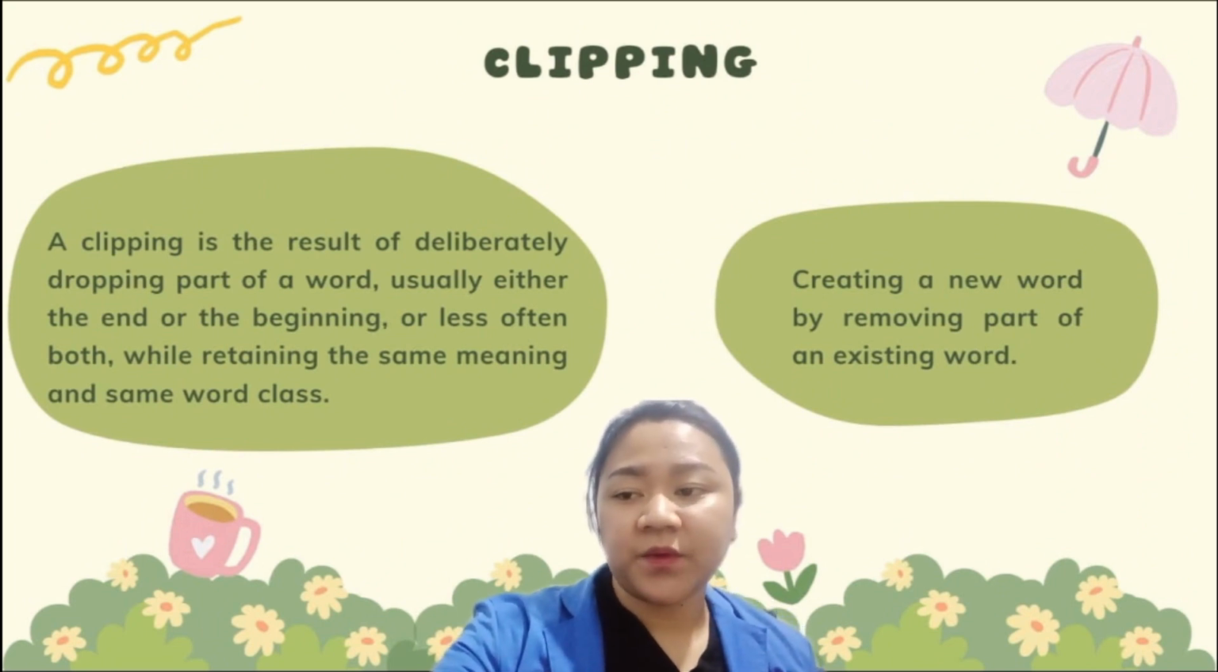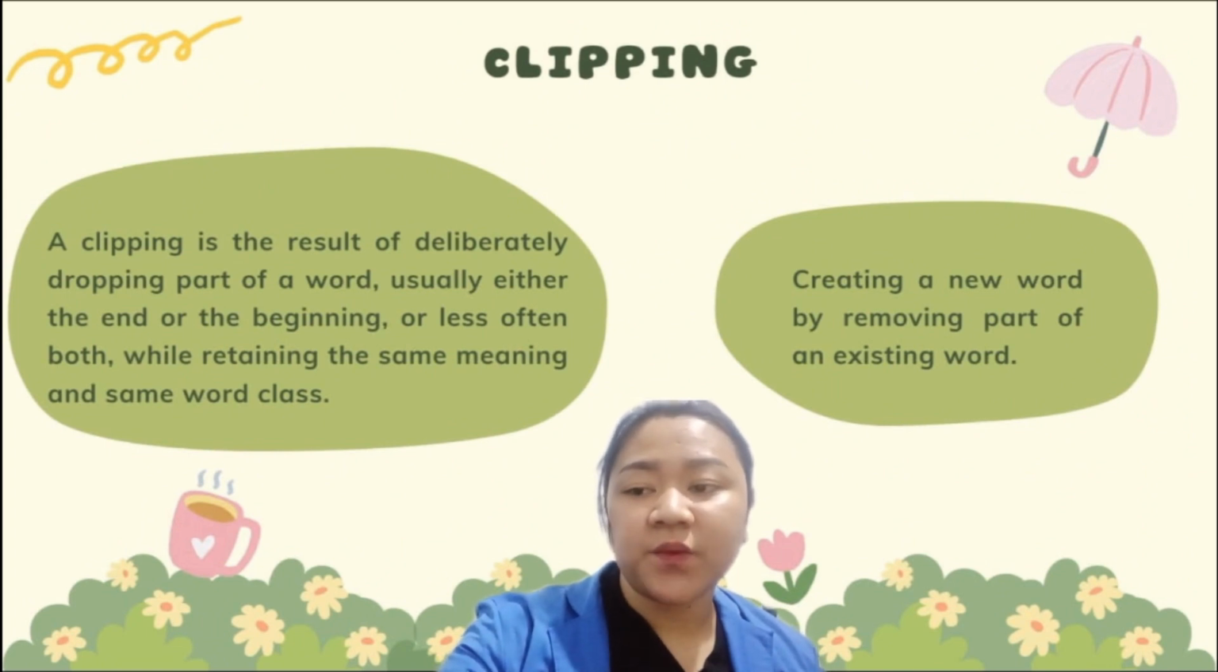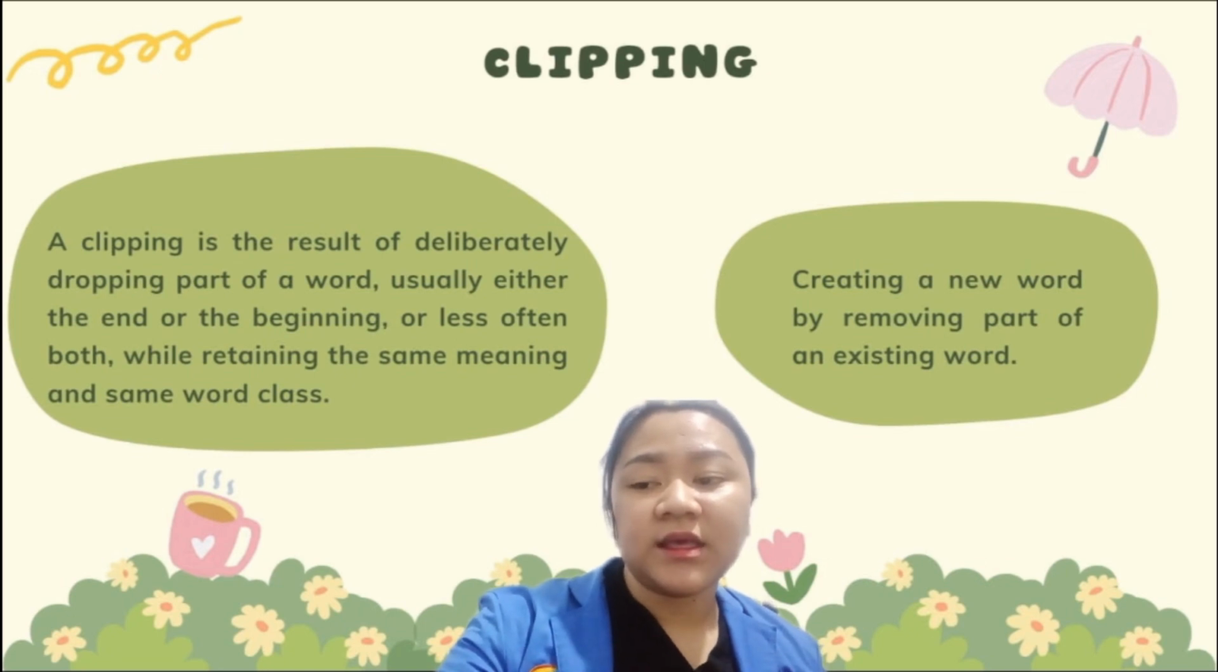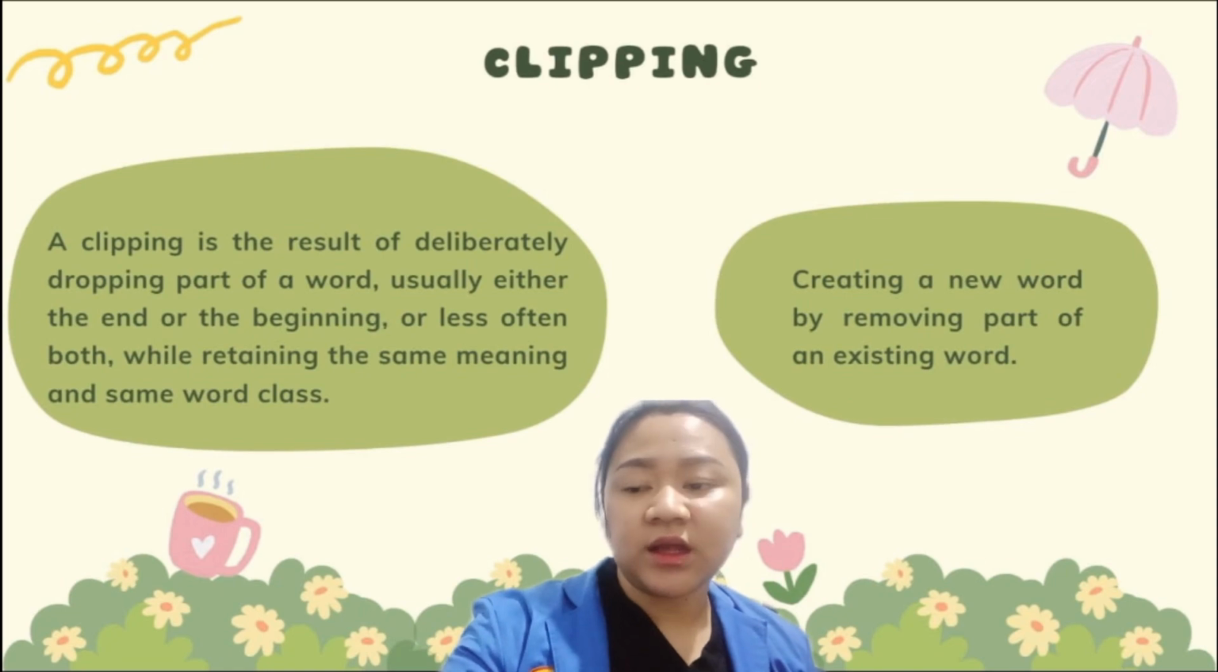Clipping refers to the process of shortening a word by removing one or more syllables or sounds from it. This is a common word formation process in many languages where a longer word is reduced to a shorter form. Clipping is often used informally to create slang, and it can help make words more concise and easier to use in casual conversation.